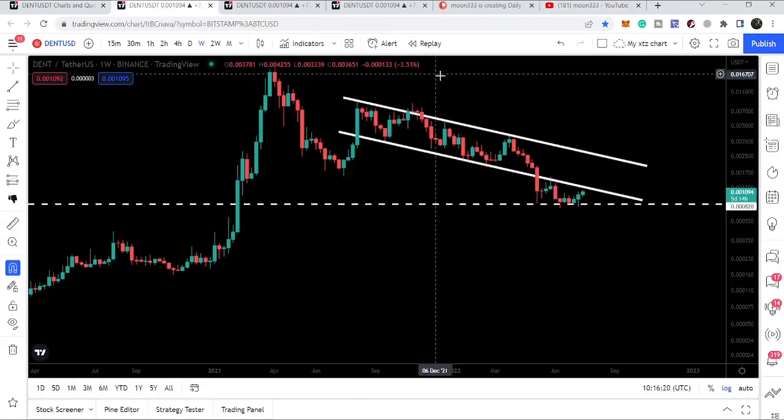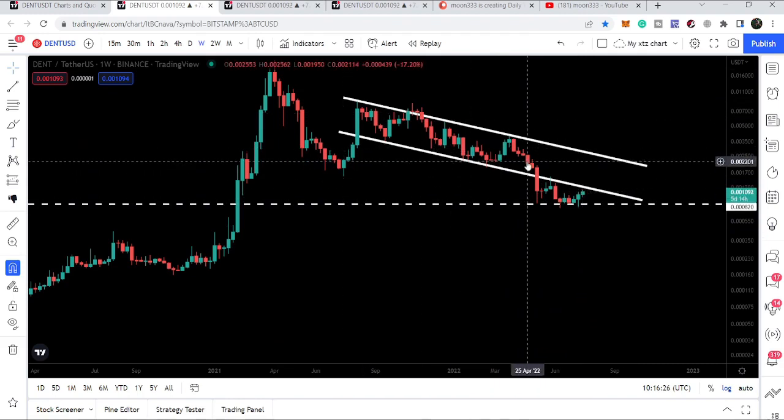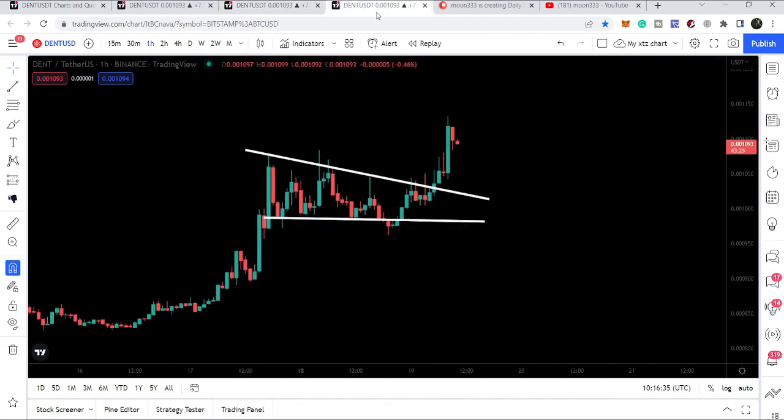In today's video, we will take a look at this bounce, and after getting bounced from this support, DENT token is about to re-enter the same channel that was previously broken down. And we will also take a look at this key resistance that DENT token has just broken out, and also broke this descending triangle as well.